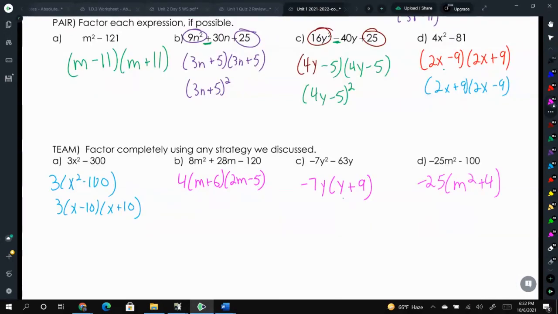Okay, these are the answers, and I want to point out letter D, that once you factor out a negative 25, you have m squared plus 4. That is not the same as m squared minus 4. There is no such thing as a sum of squares when it comes to factoring, just the difference of squares. So these are the correct answers.